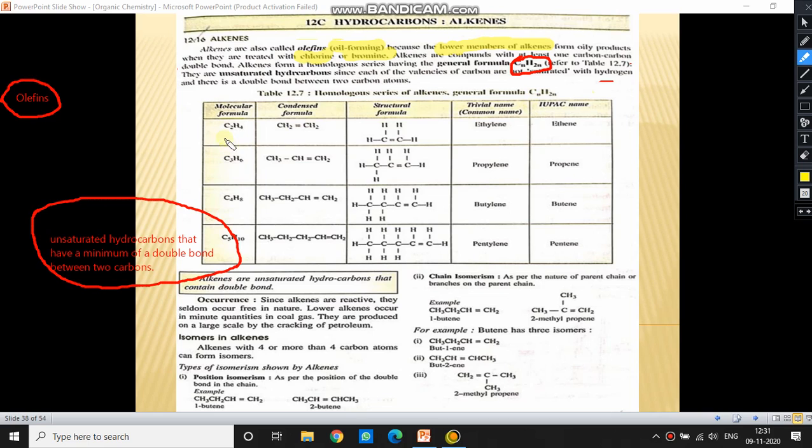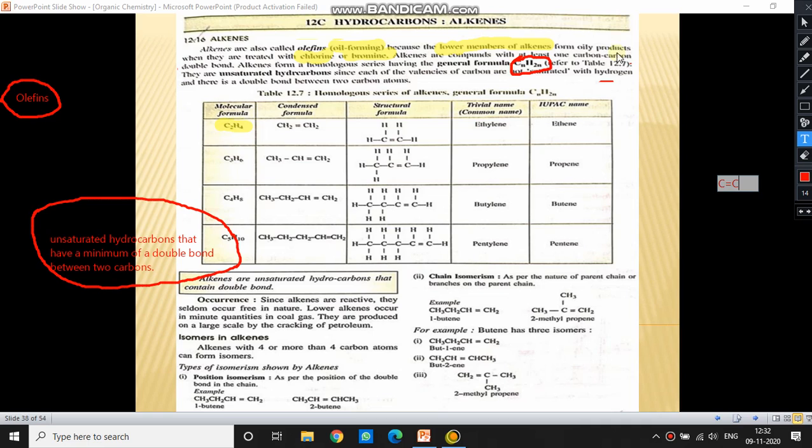So the first member of alkene is C2H4. We don't have an alkene with one carbon, because for a double bond to be formed there should be minimum two carbons. So you can have a double bond only between two carbons. It's not possible to have a double bond between carbon and hydrogen. That is why the first member starts with two carbon atoms.